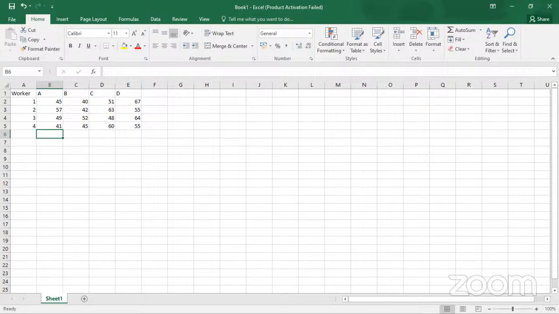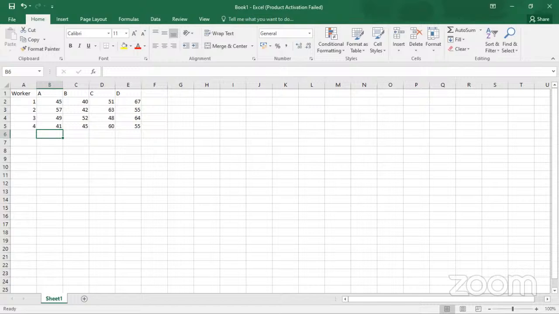Suppose these figures are nothing but profit figures. Suppose worker A is working on machine A, he is bringing 45,000 of profit. If worker 1 is working on machine B, he is bringing 40,000 profit. Now tell me, is it a maximization problem or minimization problem? Maximization. In transportation and assignment, we can't solve maximization problems directly.